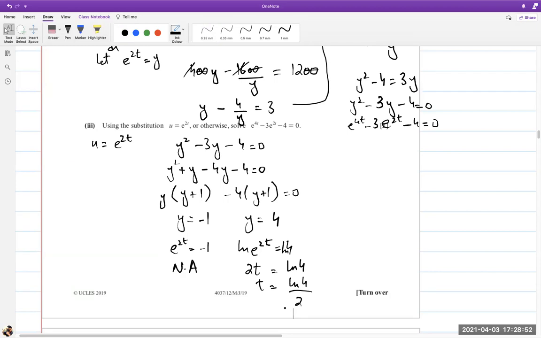All right. Sir, why is the first one not valid? Why is the first one not valid? Because e is a positive number. A positive number to any power is a positive number. You can't get a negative number out of that.